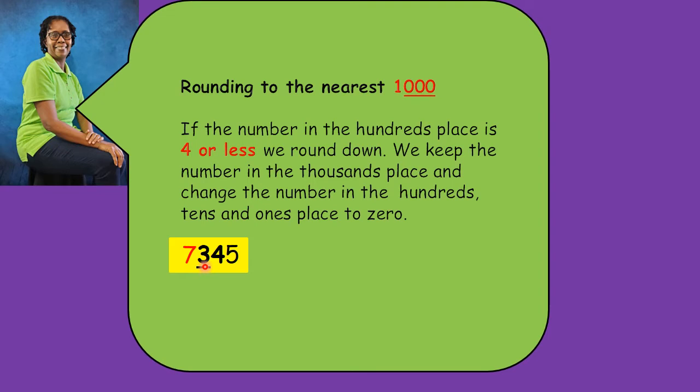So if the number in the hundreds place is 4 or less, we round down and we keep the number in the thousands place. And what do you think we are going to do to the numbers in the hundreds, tens, and ones place? What are we going to do with them? Excellent job. We are going to change them to zeros. All right? Because we are rounding off to our nearest thousands and there are 3 zeros. When you're writing 1,000, you have 3 zeros. So we're going to change these numbers to zeros. So we keep the 7 and we change these 3 numbers to 0.